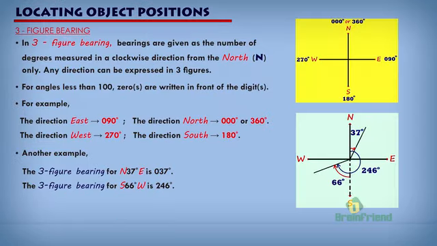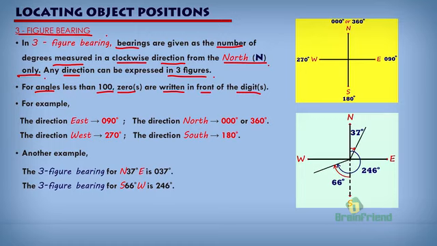So far, we've learned how to make use of the compass bearing. Now we'll learn how to make use of the three-figure bearing. In the three-figure bearing method, bearings are given as the number of degrees measured in a clockwise direction from the north only. In the compass bearing, we measured from the south or from the north, but in this case, we're measuring from the north only. Any direction can be expressed in 3 figures alone. Take note, figures alone, no letters. So for angles less than 100, zeros are written in front of the digits.